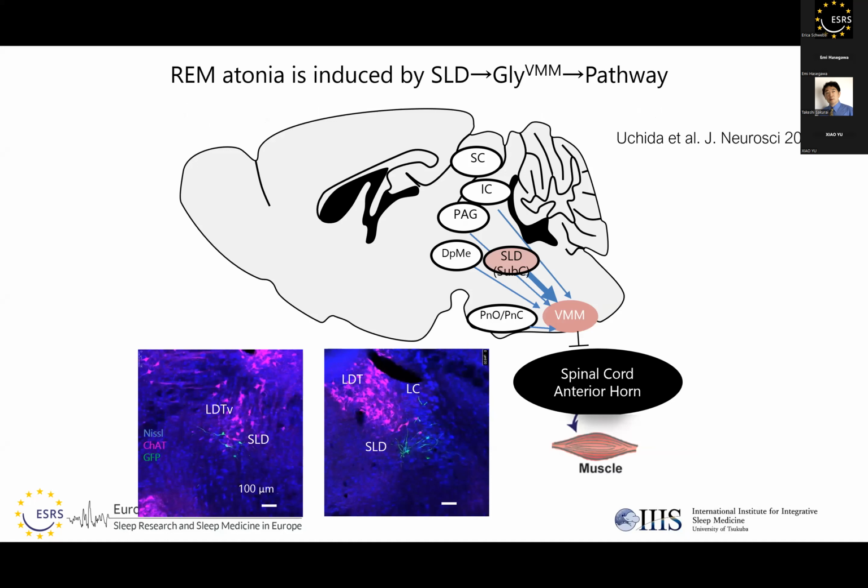In a recent study, we demonstrated that the neuronal pathway comprising glutamatergic neurons in the SLD, the sublaterodorsal nucleus in the pontine region, and glycinergic neurons in the VMM, the ventral medial medulla, that send inhibitory projections to the anterior horn of the spinal cord, in which alpha motor neurons reside, plays a crucial role in inducing REM atonia. And furthermore, we also discovered that this pathway, the SLD, VMM, alpha motor neuron pathway, is also involved in inducing cataplexy in narcoleptic mice.